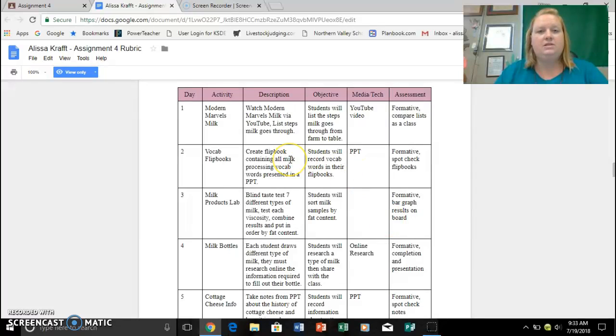Here on the screen is my unit plan that I put together. It's a unit over dairy products and processing for my food science and technology class. I kind of had some of these activities done. I taught this class last year, but I changed it quite a bit and hopefully made some improvements.